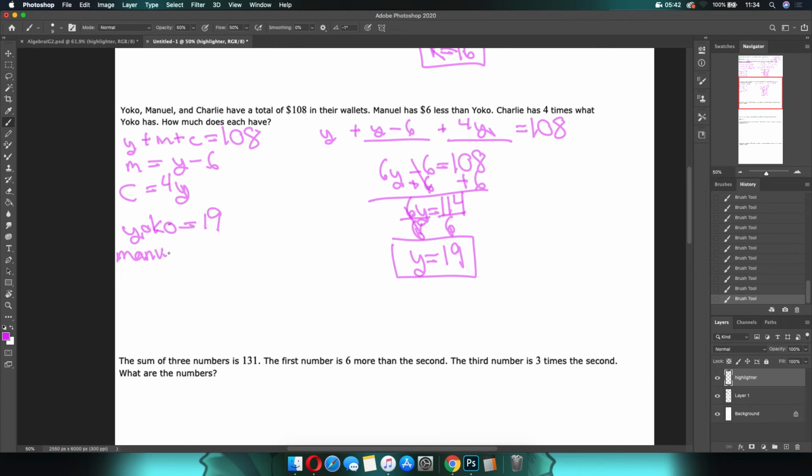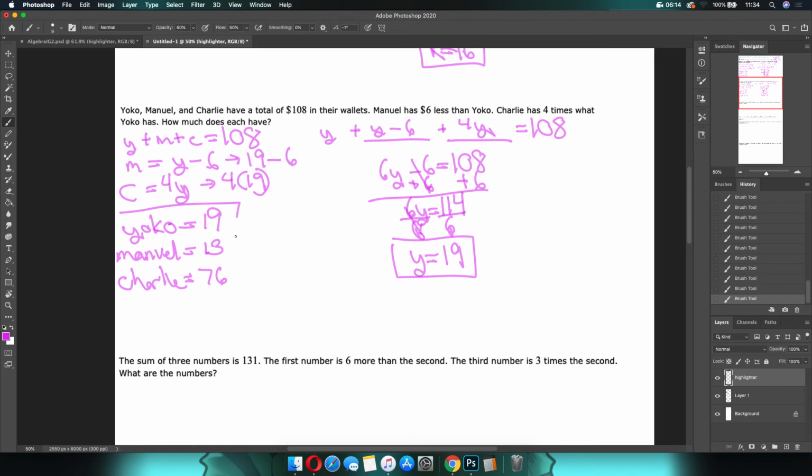Catch up mouse. Manuel is y minus 6. So what is 19 minus 6? That's going to be 13. All right, what about Charlie? Let's see here. Charlie is 4 times 19. Okay, so what is 4 times 19? 76.